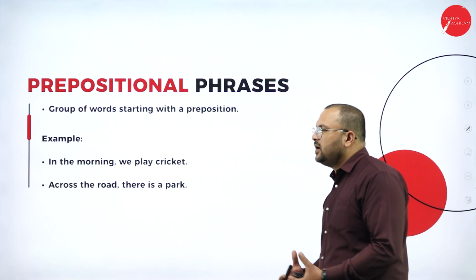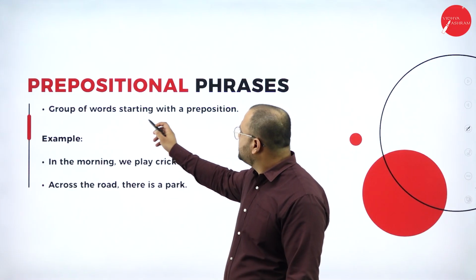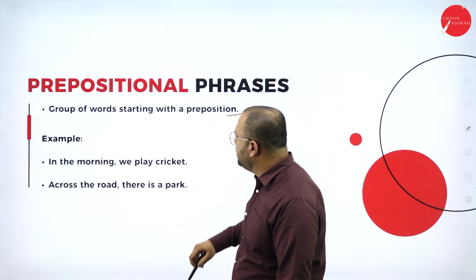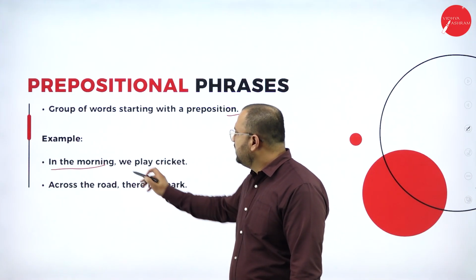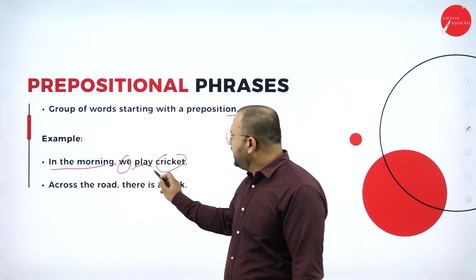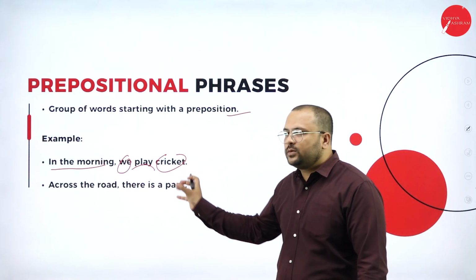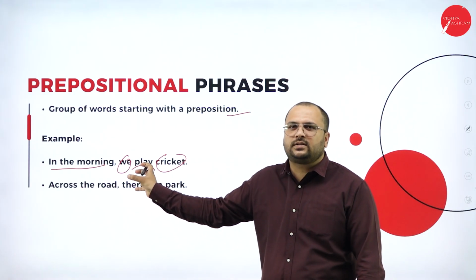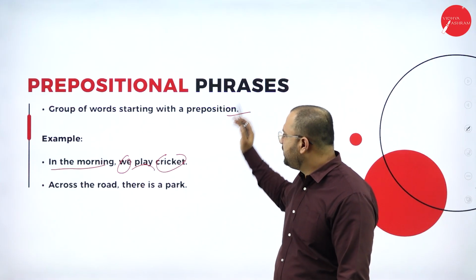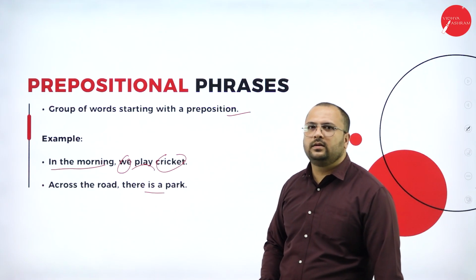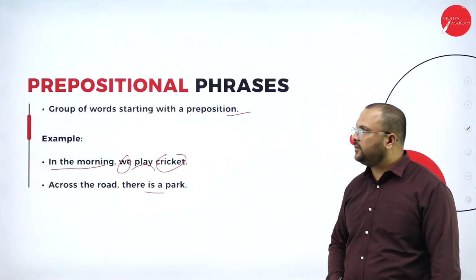Now, prepositional phrases. Phrase means group of words. So here, a group of words starting with a preposition. Example, in the morning is one. We play cricket in the morning. In the morning is one phrase. Across the road is one phrase. A group of words which is playing the part of a preposition, therefore we call it a prepositional phrase. There is a park across the road. So this is a kind of prepositional phrase.